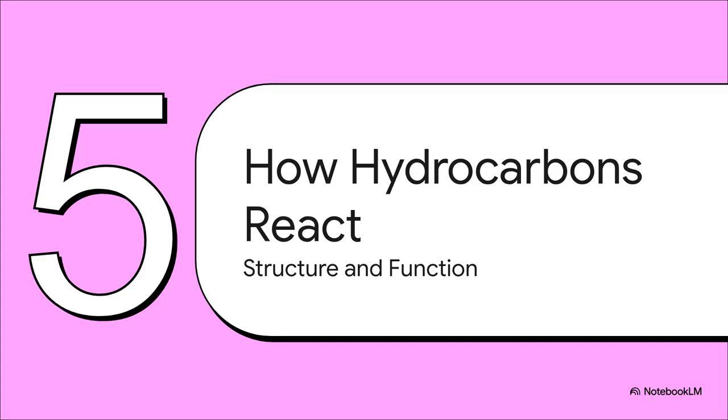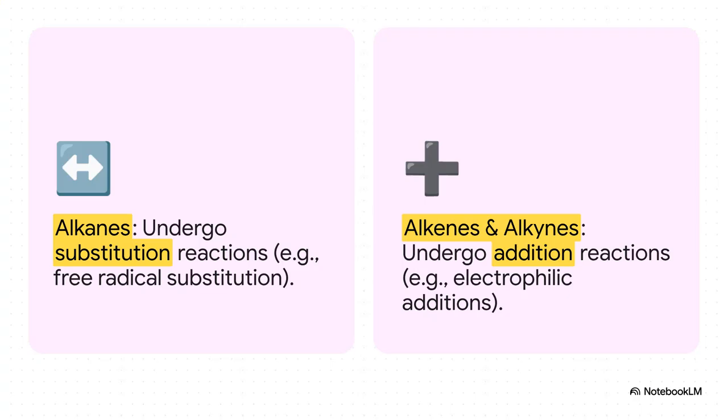Okay, so we've got a handle on their structures, but as we know, structure determines behavior. So, the big question is, how do these different family members actually react out there in the chemical world? And here's where we see a huge difference in their personalities. Think of the saturated alkanes like a bus that's completely full. For a new passenger to get on, somebody else has to get off.